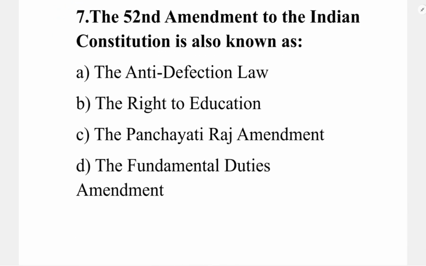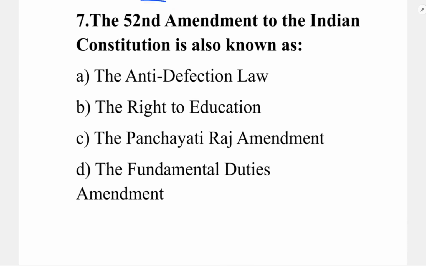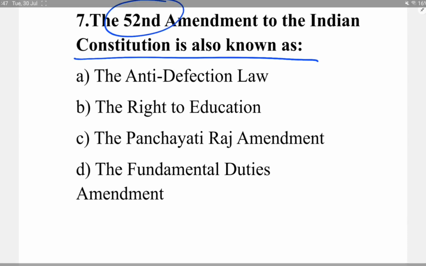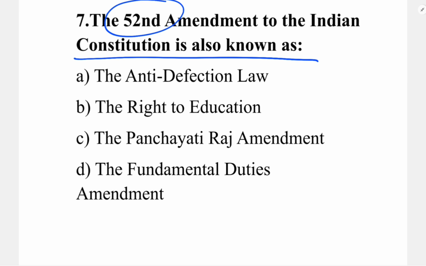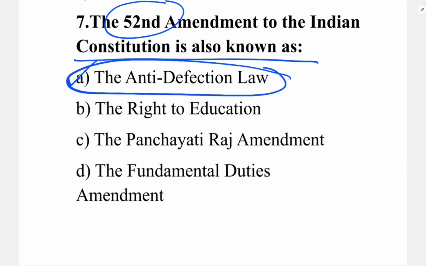Next question. The 52nd Amendment to the Indian Constitution is also known as option A, the anti-defection law, option B, the right to education, option C, the Panchayat Raj Amendment, option D, the fundamental duties amendment. So the correct answer is option A, the anti-defection law. The 52nd Amendment is related to the anti-defection law.